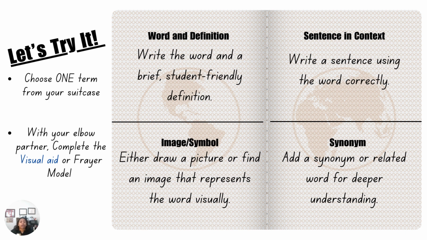So remember that Frayer models are not just stuck to having the circle in the middle and four boxes around it. There's different ways that you can actually present this to your students. You can always change the elements to it, and always know who you have in your classroom. When I say who you have in your classroom, what are their learning styles?